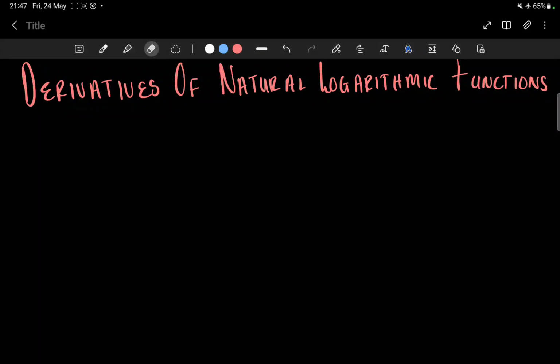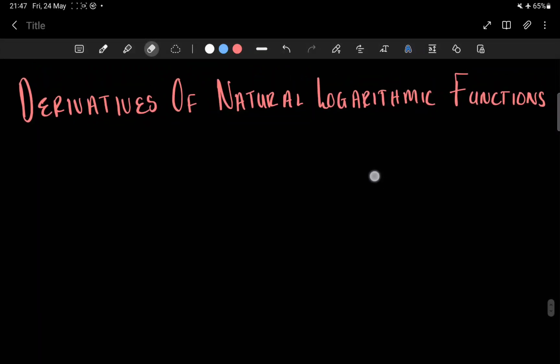Okay, so now we go through derivatives of logarithmic functions. That's the second one, right? We've gone through exponential, now we go through log. And we are only doing the natural logarithmic functions, okay? Which is exactly the opposite of what we've been doing. Now, that's what I actually need you to know before we do anything.